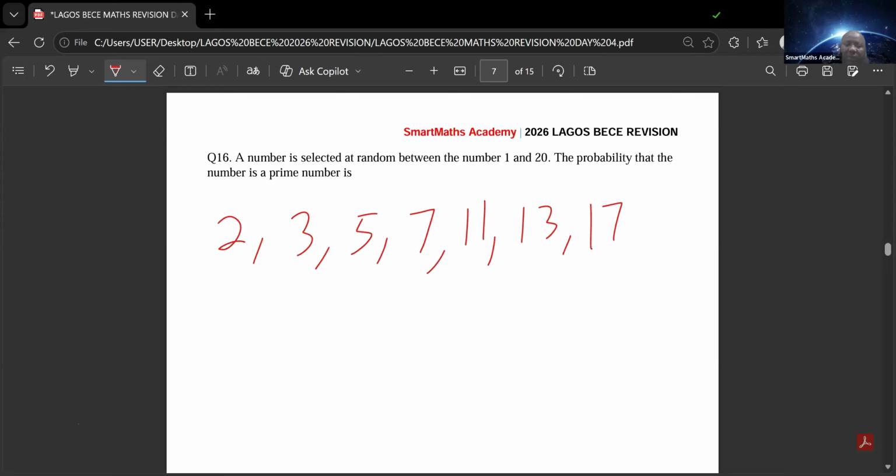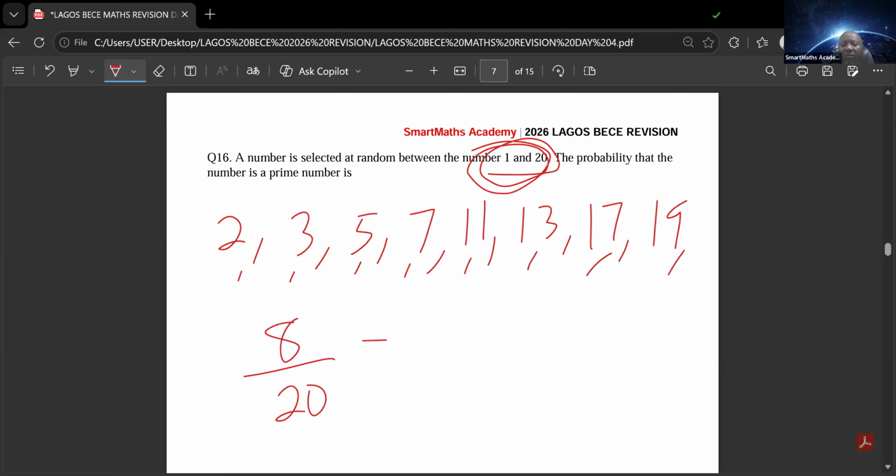So how many are there now? 1, 2, 3, 4, 5, 6, 7, 8. That will be 8 out of how many numbers we are talking about here? 1 to 20. So that will be 20. So that means we have 8 over 20. 4 can go here, 4 can go here, 2 over 5. So the answer is 2 out of 5. I hope this is very clear to you.